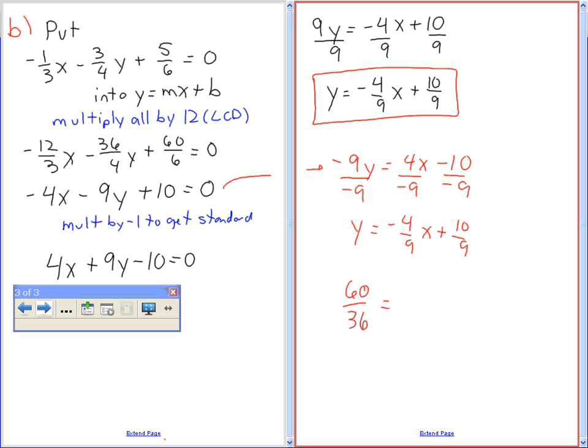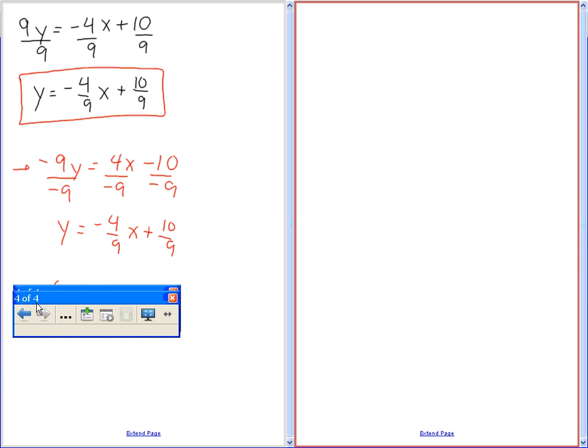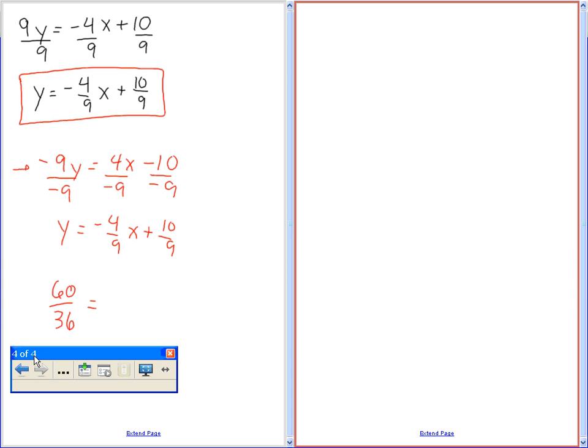Let's start this next one and then I'll come back and check. Okay, let's do our last one here, then I'll come and find out what happened there. So, letter C says, solve for x.